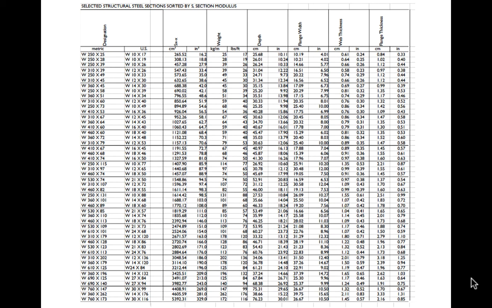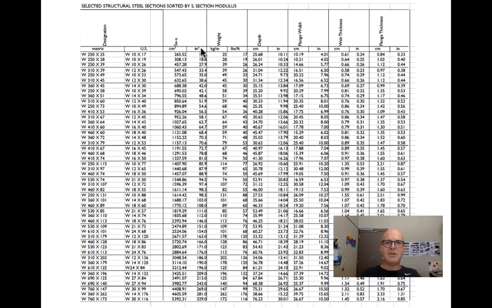Here is the column showing the section modulus around the x-axis, that's the strong axis of a W-beam. You see we have it in both centimeters cubed and inches cubed. Those get greater as we go down, so we can just go down until we find the number that we need, read across, and that's going to be our first candidate for a beam shape.